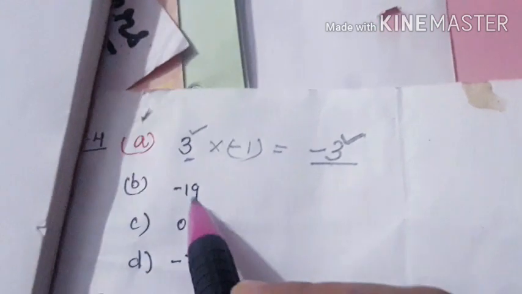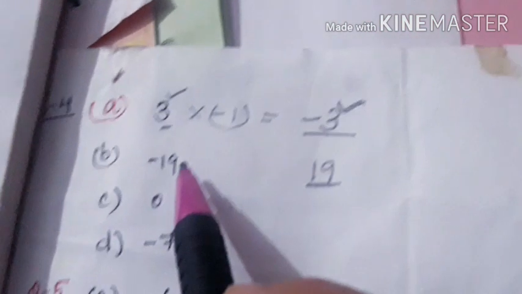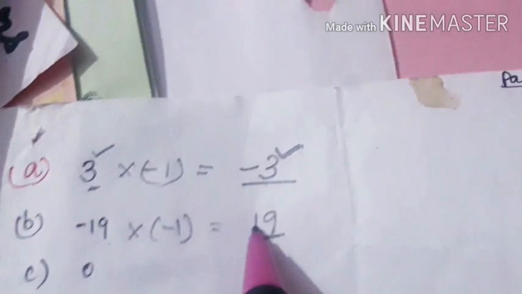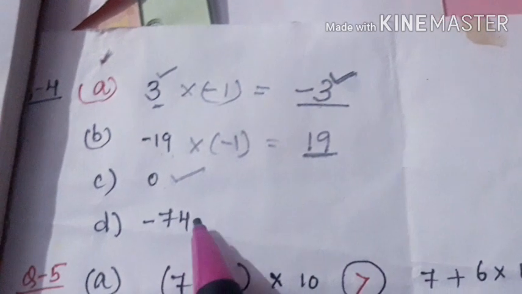Here the answer given is 19. But how can you get 19? If you take minus 19 into minus 1, it is equal to 19. In case of 0, you will get 0. Then for 74, the answer is minus 74, because minus 74 into minus 1 gives 74.